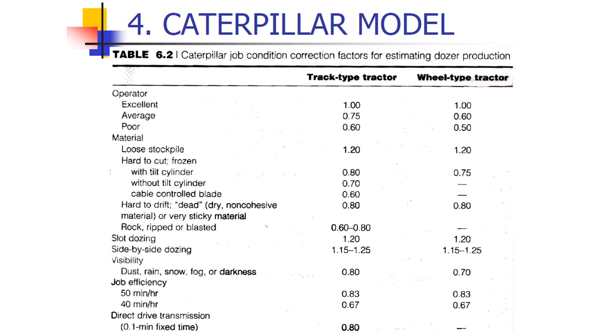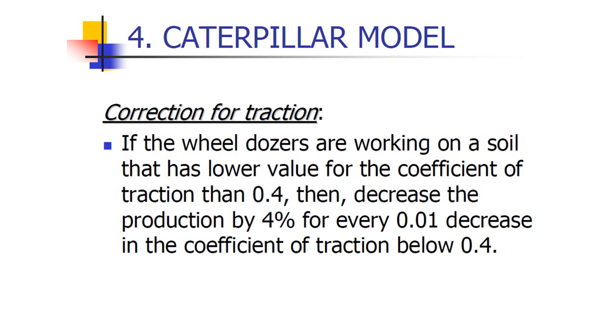Visibility: if you have dust, rain, snow, fog, or darkness, you will reduce it. Job efficiency. Direct drive transmission has 0.1 minute fixed time. In terms of correction for traction, if the lower value of the coefficient of traction is 0.4, then you need to decrease the production by 4% for every 0.01 in the coefficient of traction below 0.4. So for example, if the coefficient of traction is 0.35, you will need to reduce it by 20%, which is 0.05 times 4.